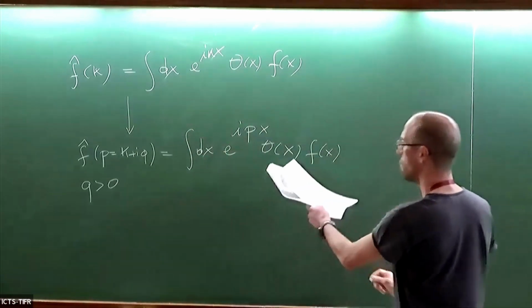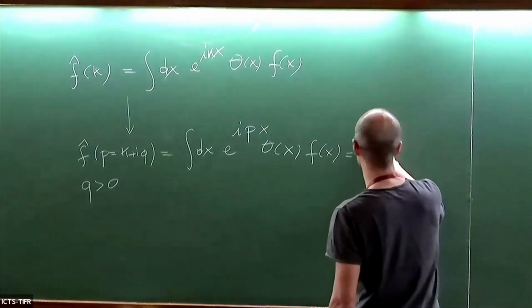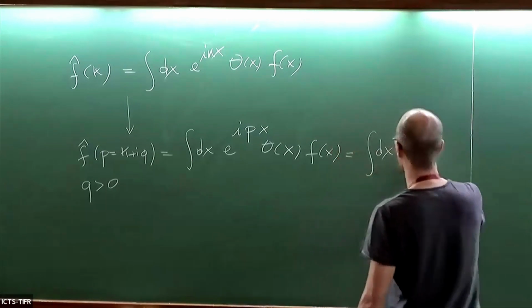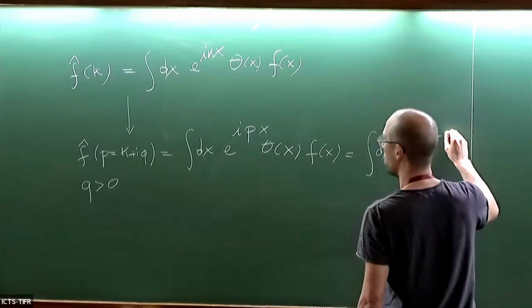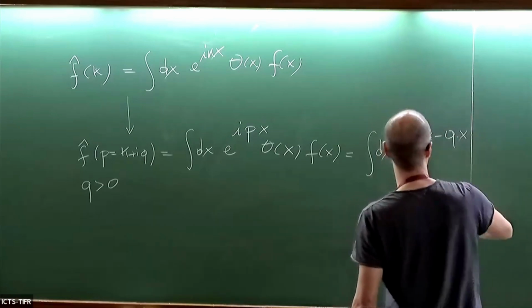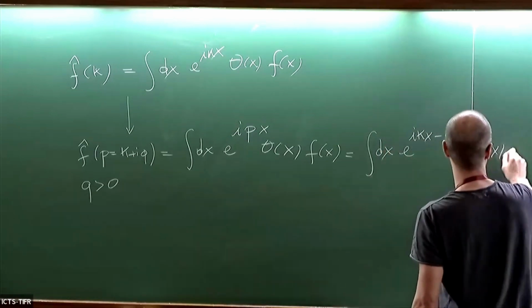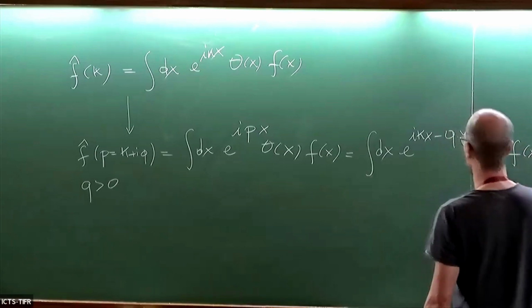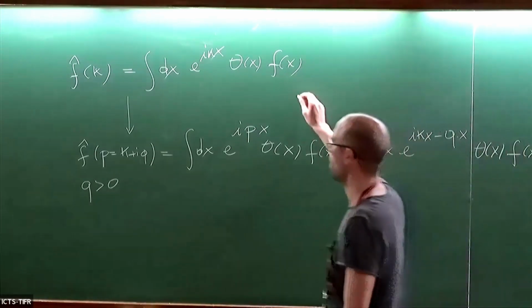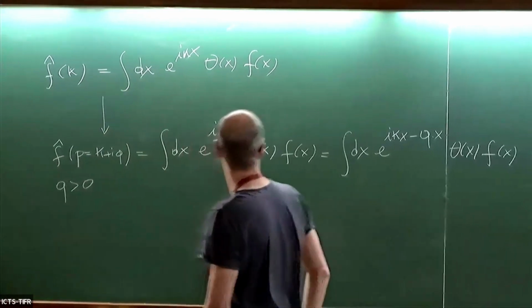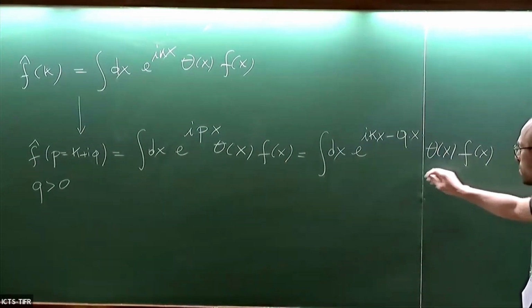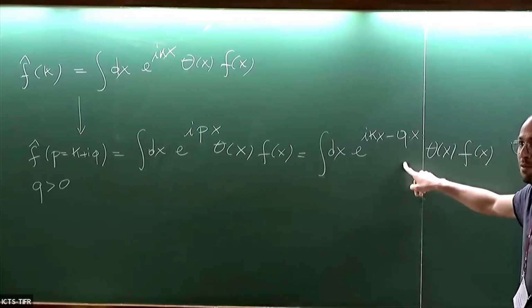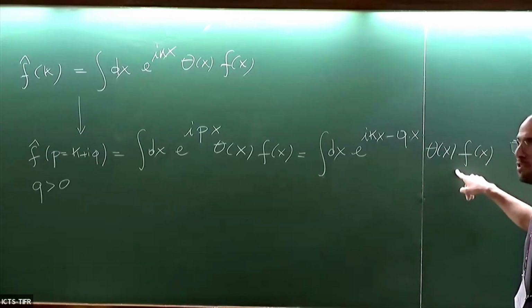The reason this is possible is that if this existed, this one is even more convergent. There's an exponential damping factor on top, so it's even more convergent than this one.